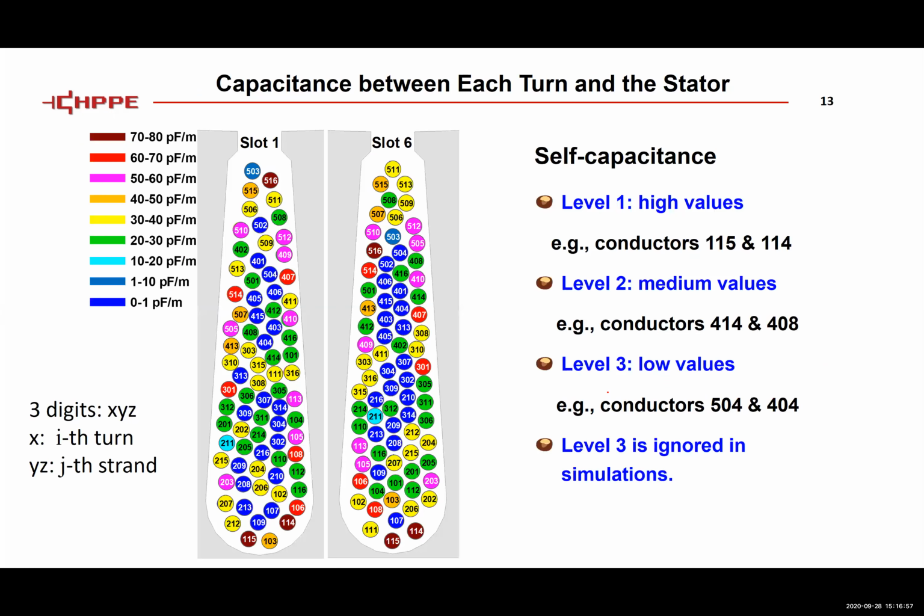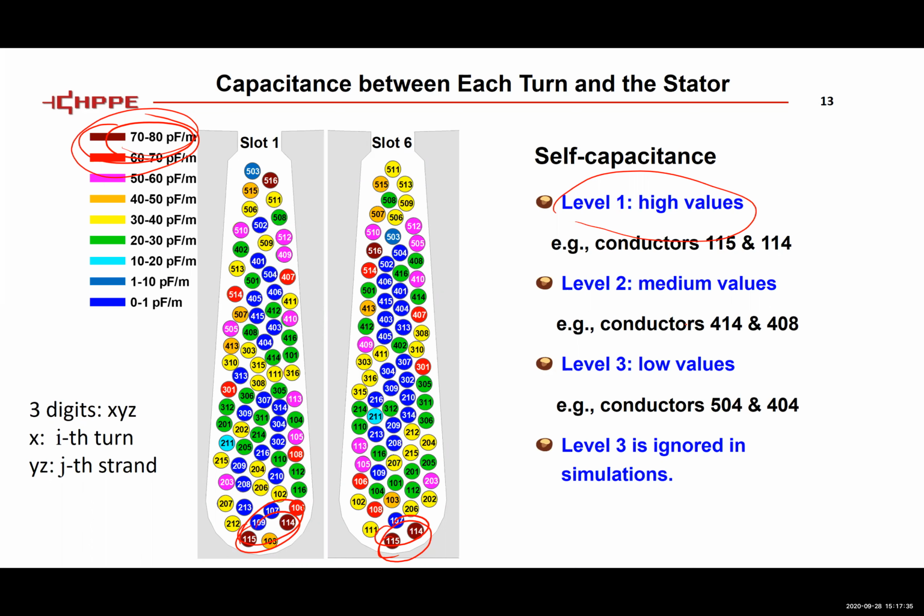So we group them into 3 levels, and the first level typically has really high values, like this group here. For example, let's take a look at conductor 115. So 115, okay, they're at the bottom of the slot here. If you look at the 2 conductors for this wire, both of those conductors are really close to the stator ground wall. That's why we have a high capacitance between conductor 115 and the stator ground wall.